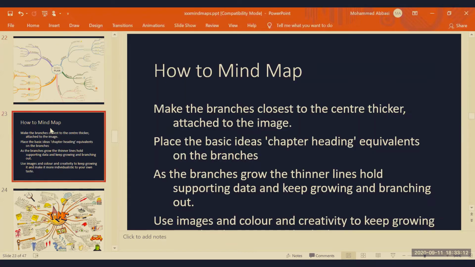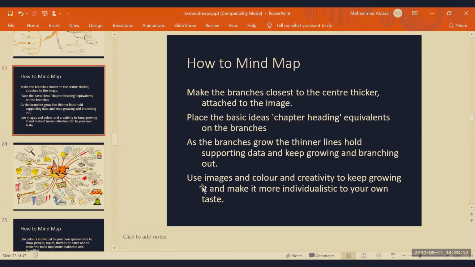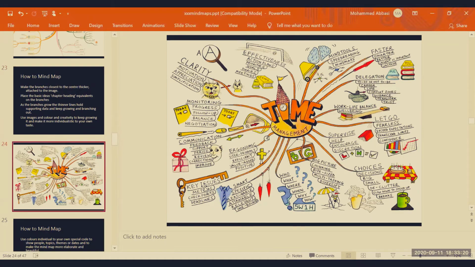So use images and color, be as creative as possible, and keep growing the mind map. This is a mind map on time management. For example, this is slightly different. This was done by one of the people online, and it gives you information on why time management is important and what it can communicate to people. It's about clarity. It shows your effectiveness. You know what kind of work-life balance you've got, choices to make, etc.